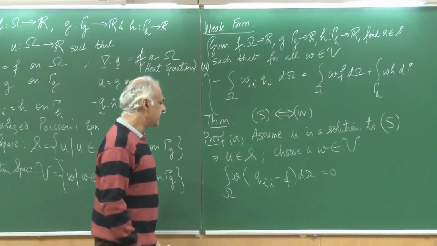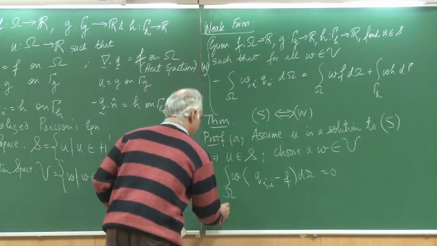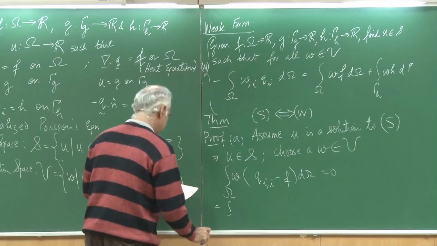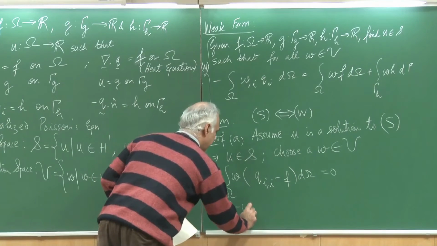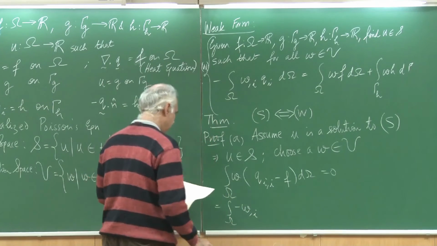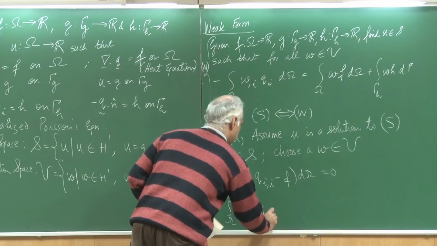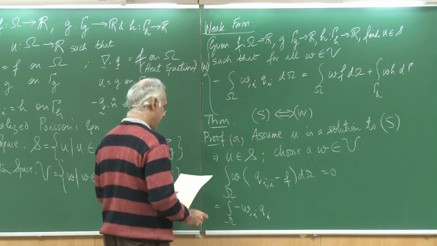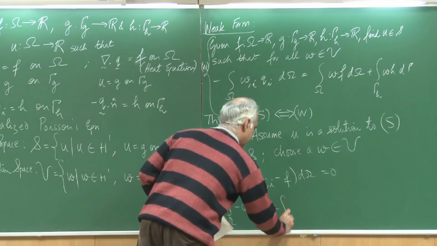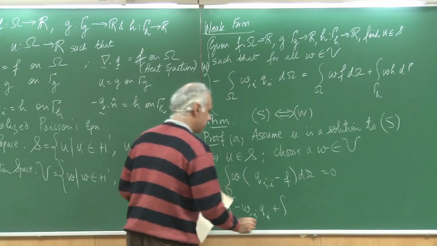I am going to now integrate this by parts. So if I do that, the first integral would become minus w comma i q i, and I would apply the divergence theorem.